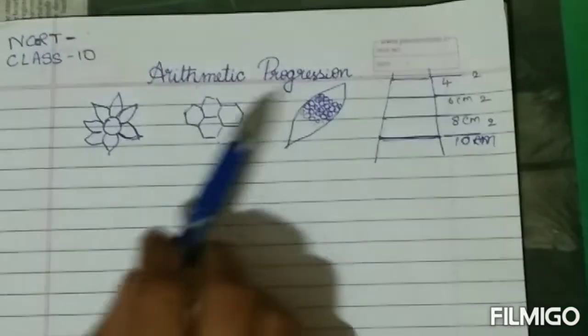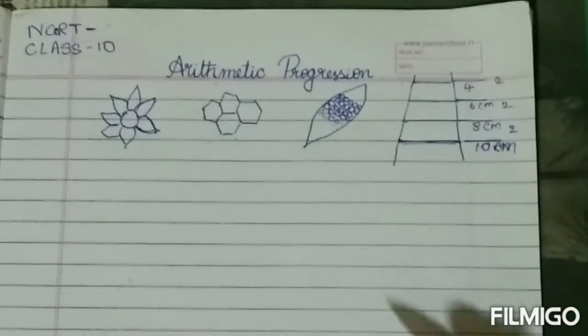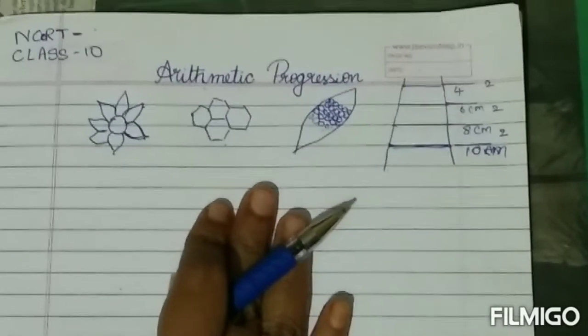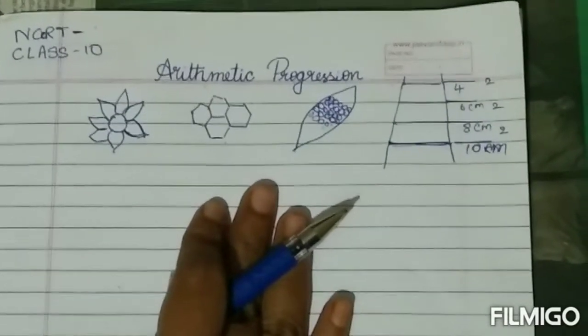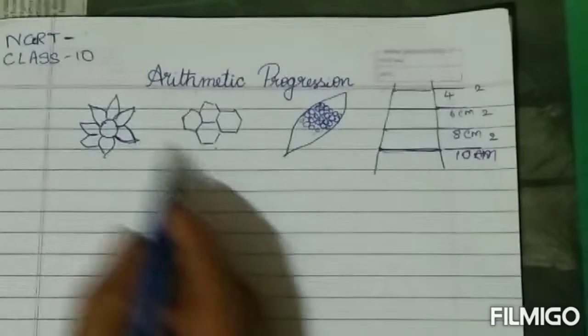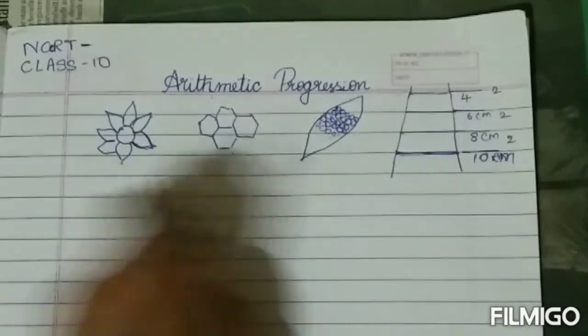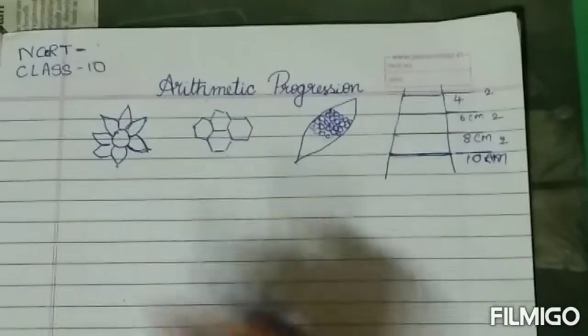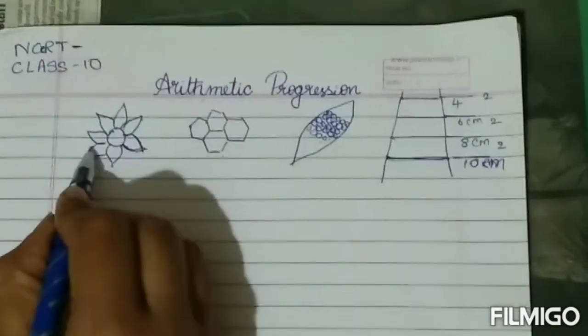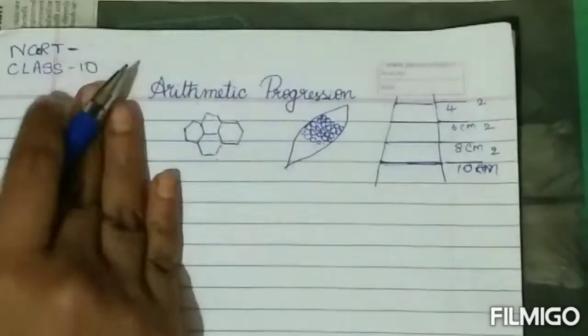Arithmetic Progression, NCERT textbook class 10. Here in this chapter we are going to learn about arithmetic progression. Pattern. Here there are some examples. First one is sunflower. These petals are arranged in a particular pattern.